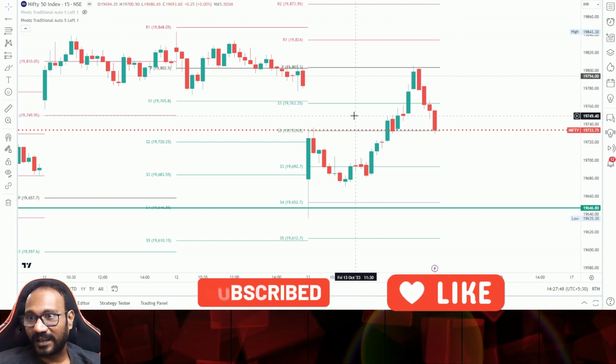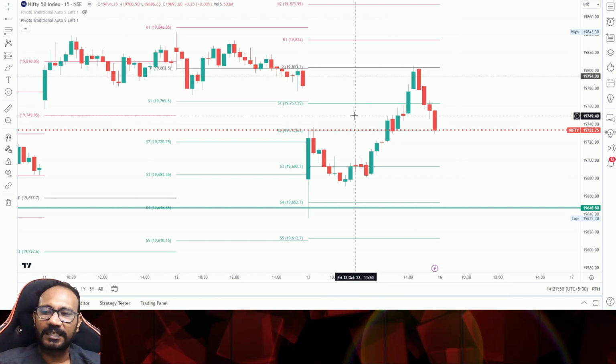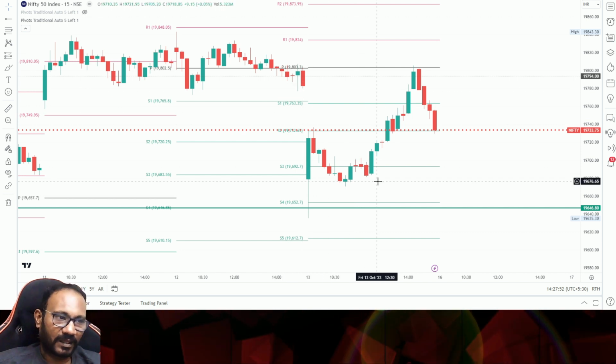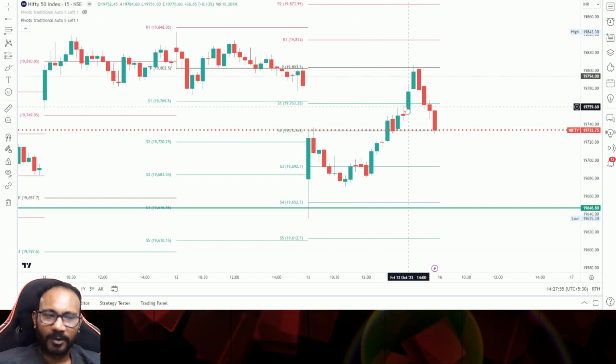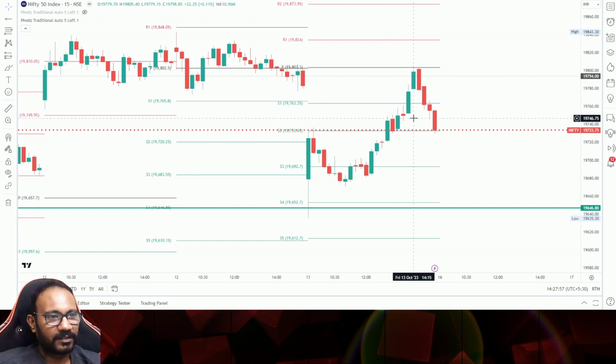Now, this is where you can use it for your trade setup. How can you use it? This is a likely uptrend. Probably OI data and all is suggesting uptrend. You can continue to hold.